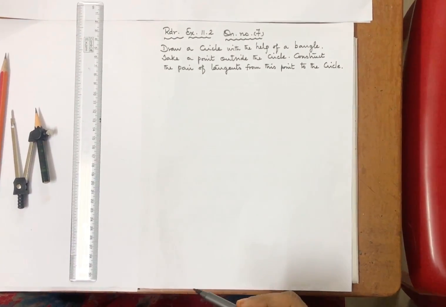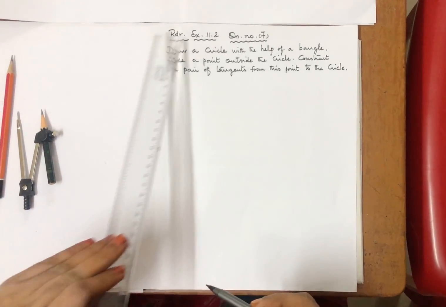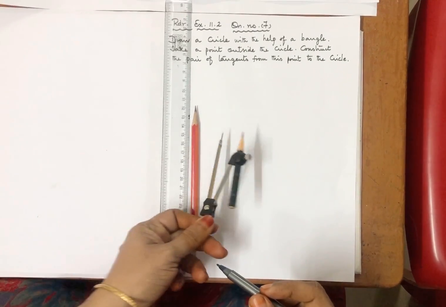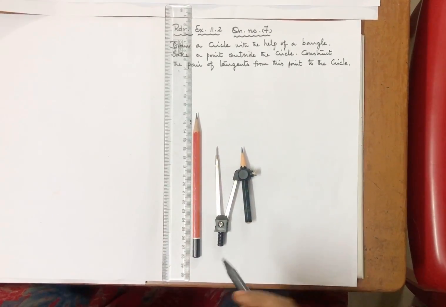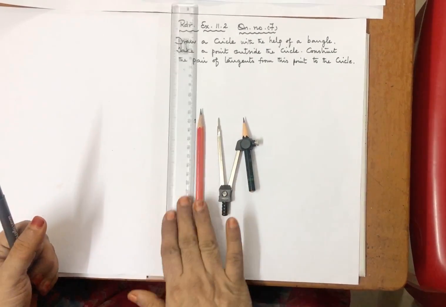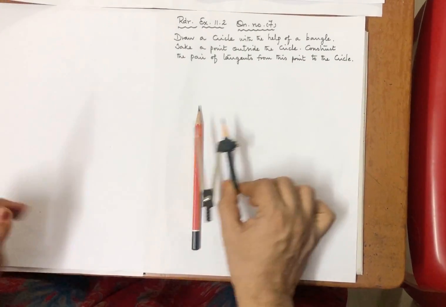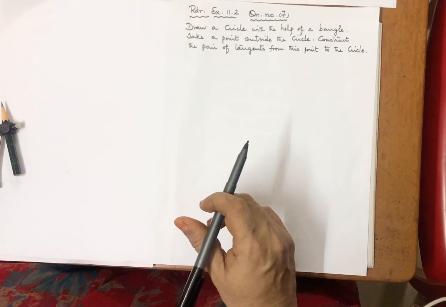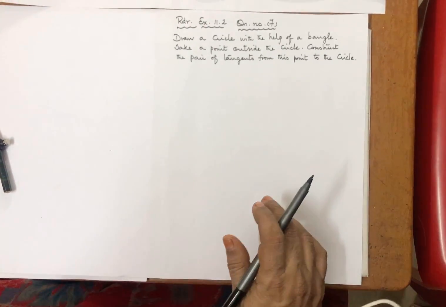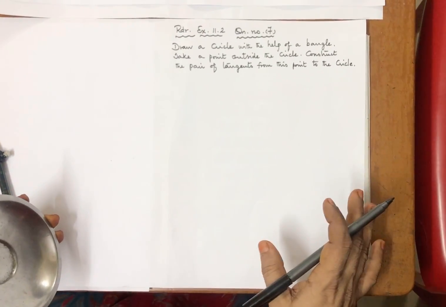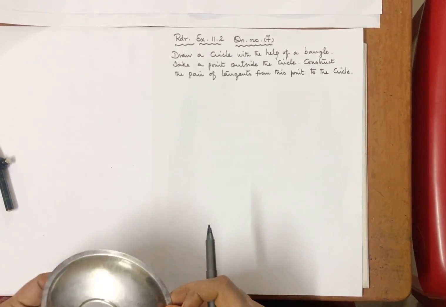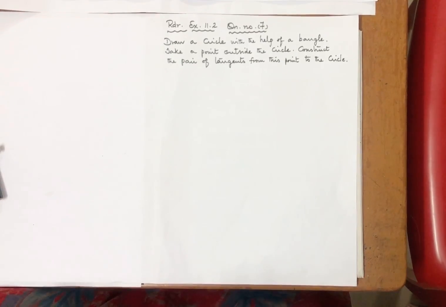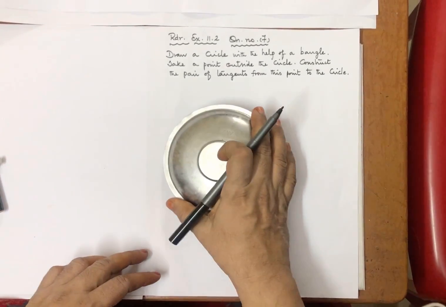Now the materials: scale, sharp pencil and compass. These are the three main things you need, and for the first part you should use a bangle or a circular lid. Now I am going to take a lid and make a circle of a little bigger size, so that you can see clearly.